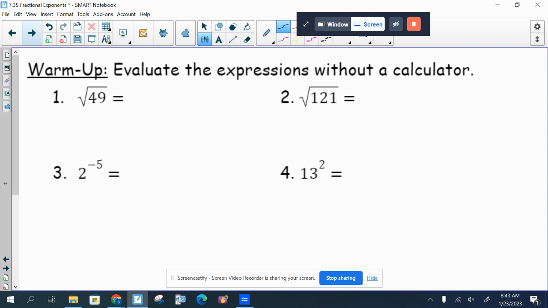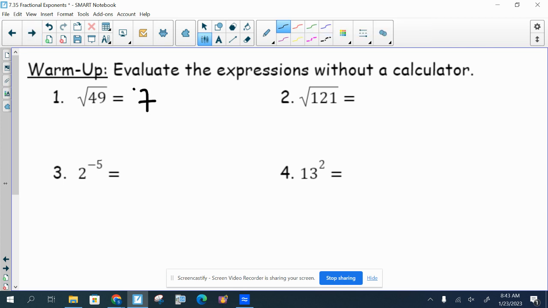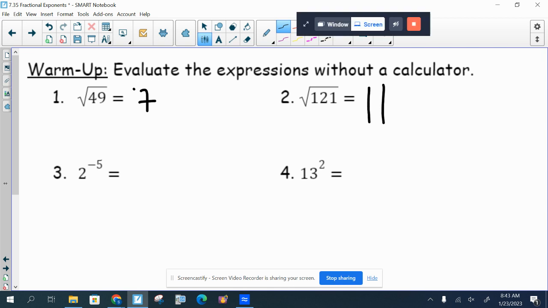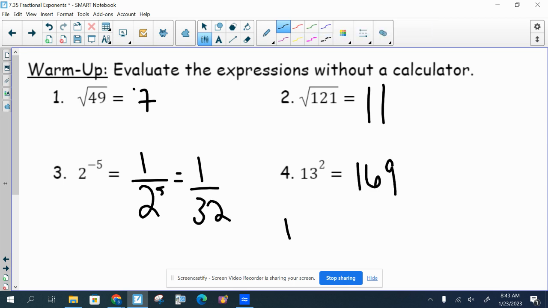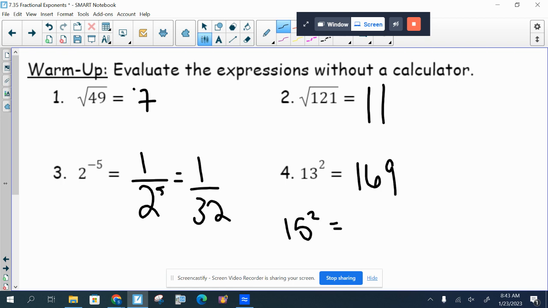So did you say 7? Square root of 49 is 7. The square root of 121 is 11. 2 to the negative 5th. How do we deal with that? What do you do with the negative exponent? You flip it, right? So you would do 1 over 2 to the positive 5th, which is 1 over 32. And 13 squared is 169. You know what 15 squared is? 225.